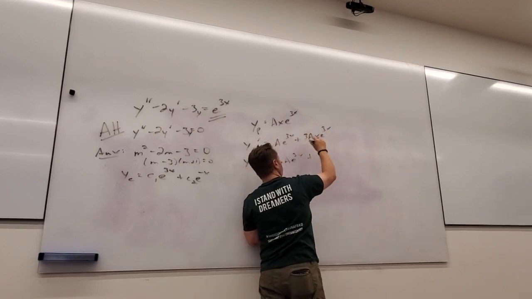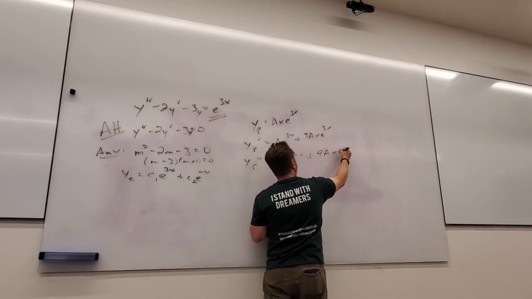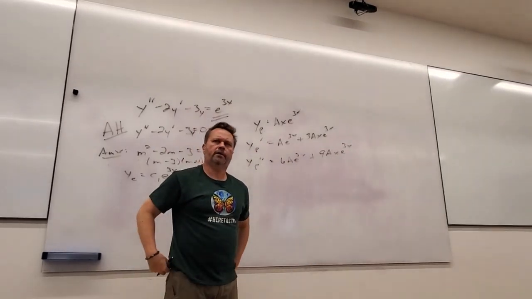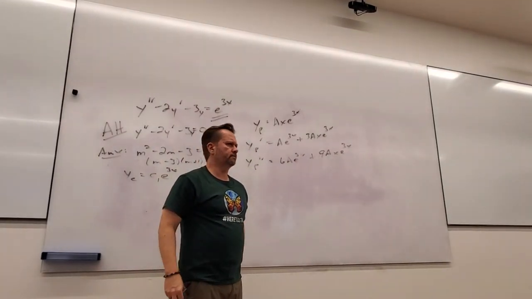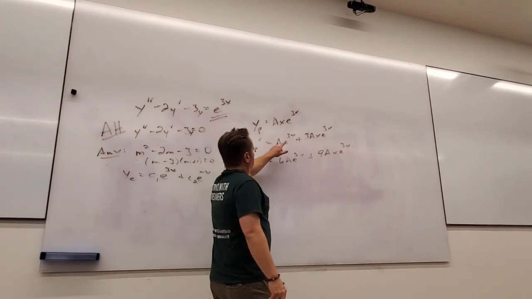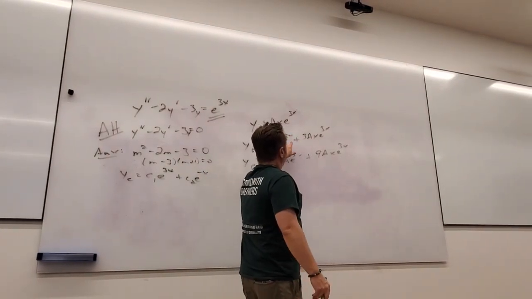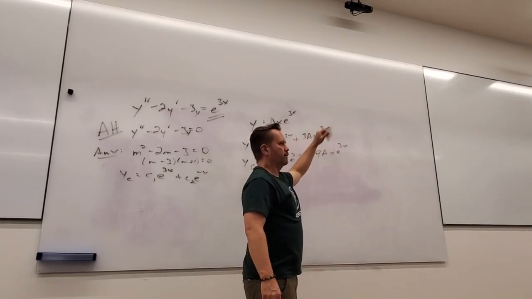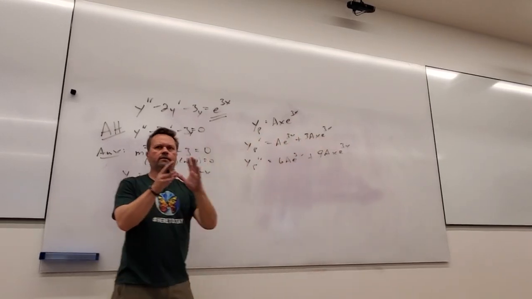Plus 9ax e to the 3x. I don't know if you guys are understanding. It doesn't matter. It's not that big of a shortcut. But does everybody see where I got that 6 from? The derivative of this will be 3a blah blah blah plus, if I take the derivative, I get another 3a e to the 3x. So I get 6.